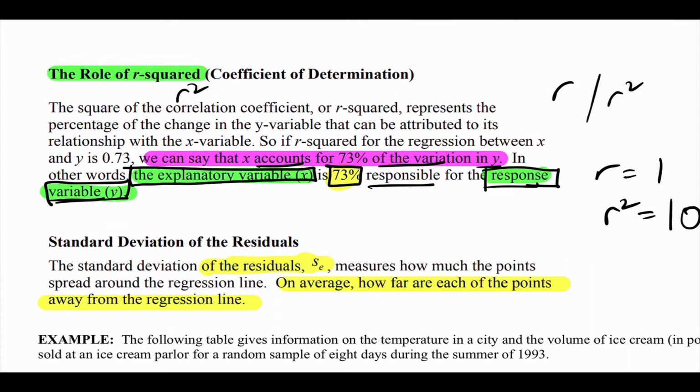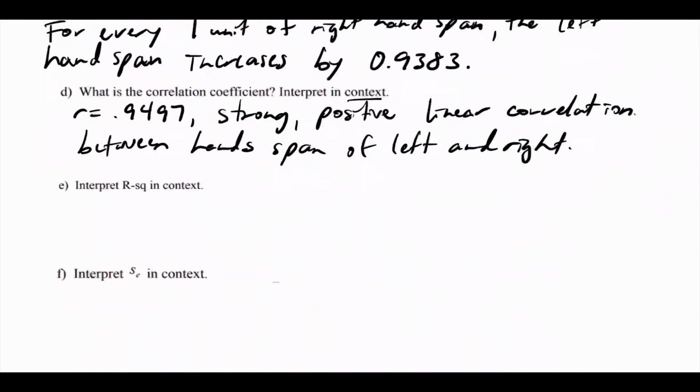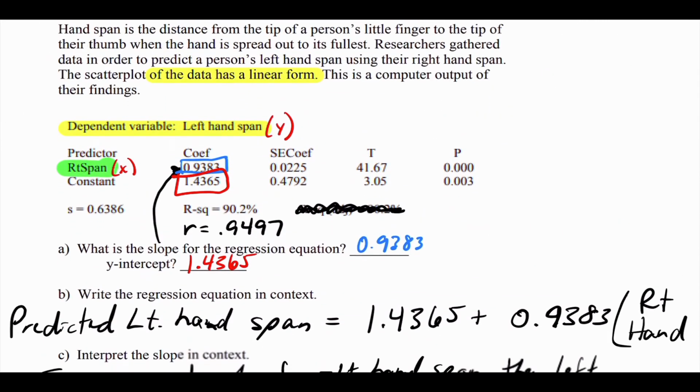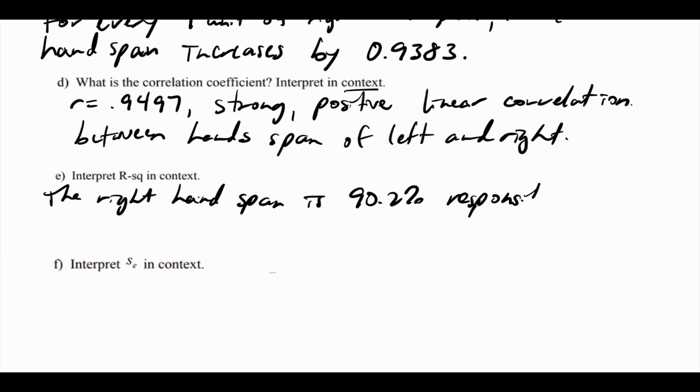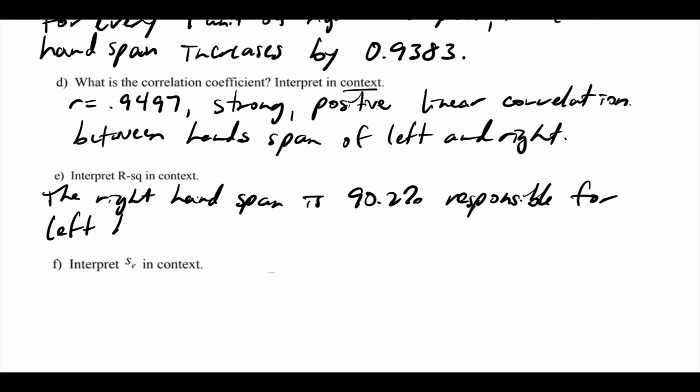So let's see, the explanatory variable. The right hand span is 90.2% responsible for left hand span.